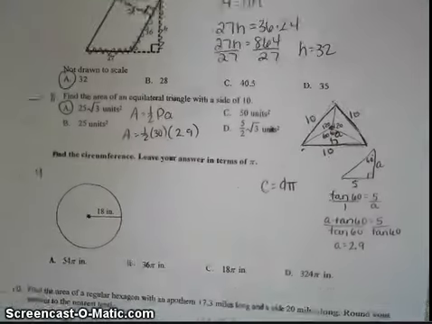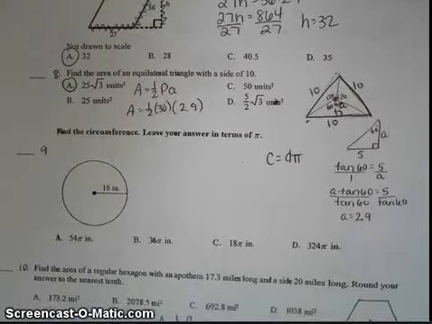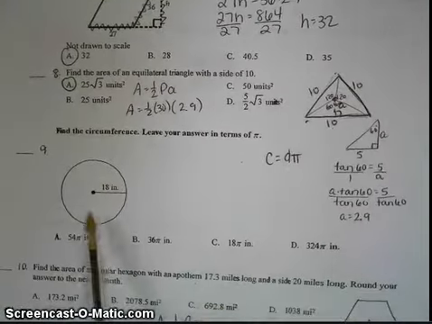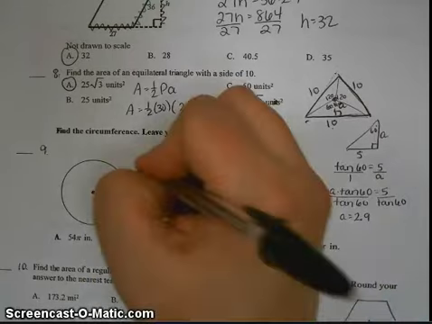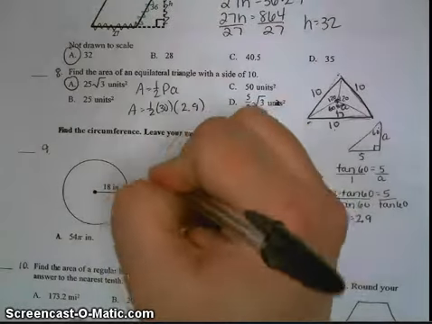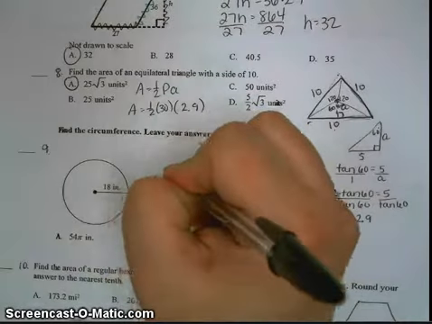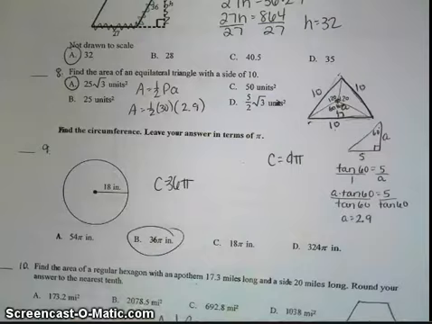Number 9, find the circumference of the circle. Circumference is diameter times pi. So if my radius is 18, then my diameter is 2 times that amount, or 36. So circumference is 36 pi, B.